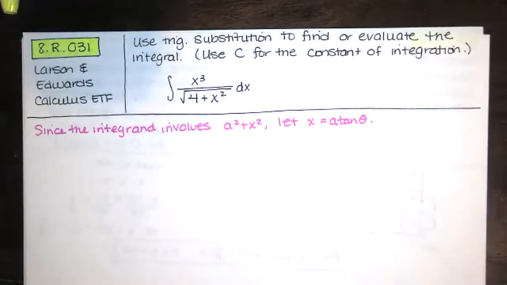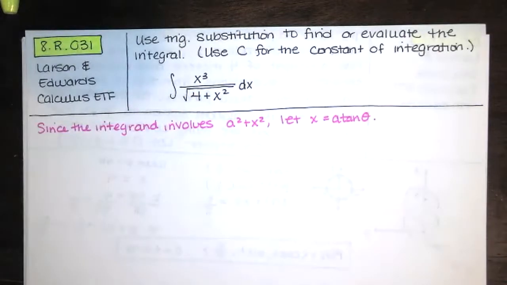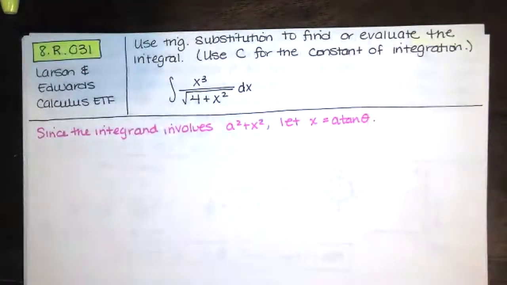Now you should always check and ask yourself if basic rules apply first. We've got a quotient, so no, they don't. And then I would say to myself, does u substitution work? Well, the derivative of this expression under the radical is 2x, and I've got an x cubed up here. So u substitution doesn't work. In that case, I would try my other methods.